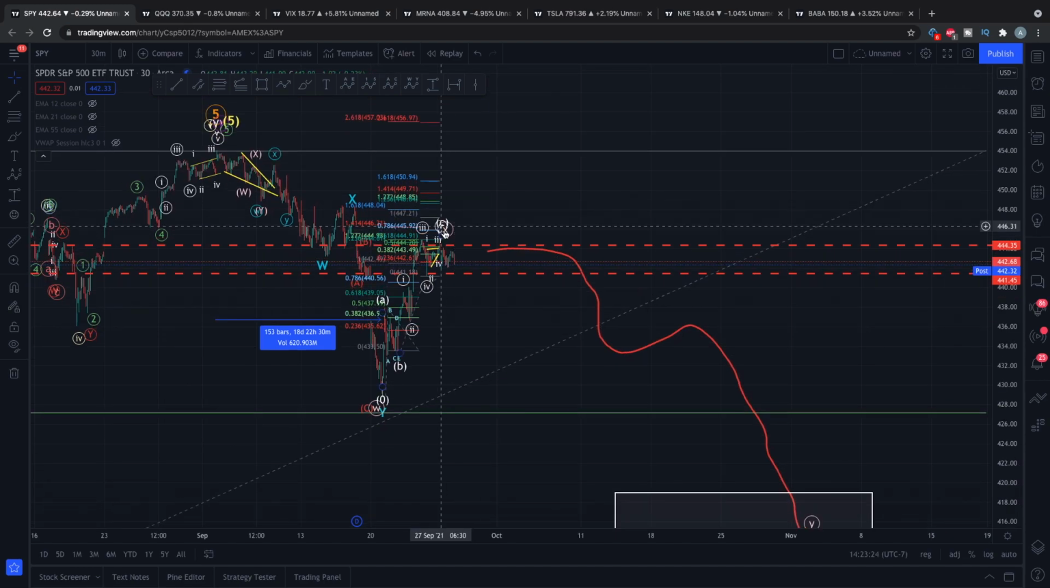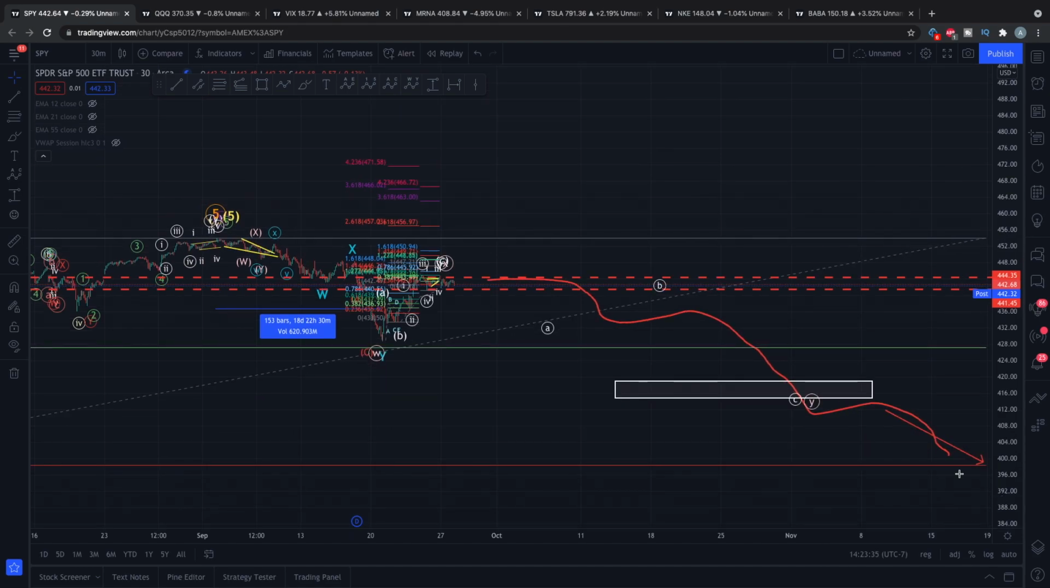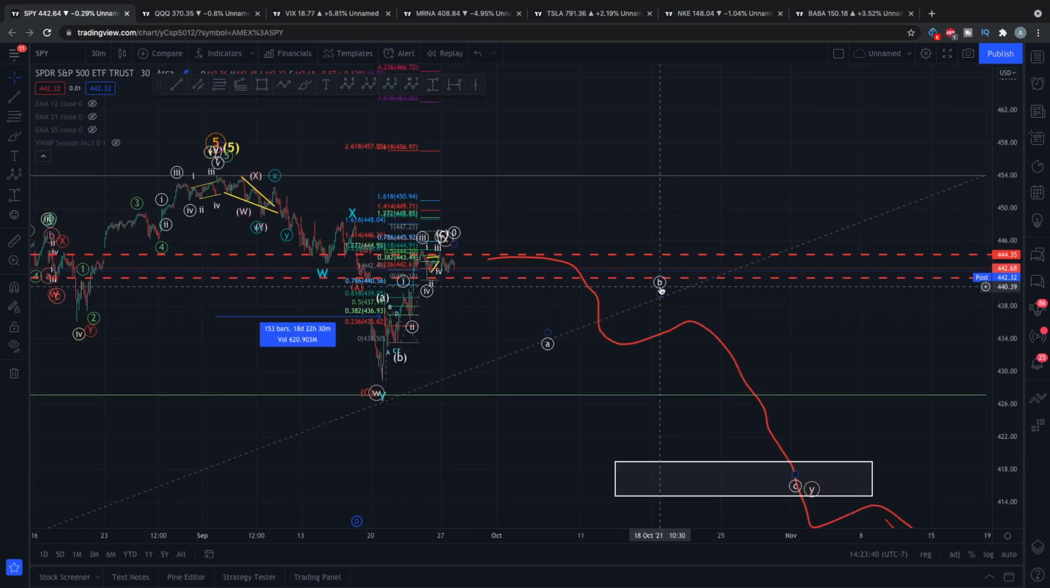So that would create some kind of ABC structure, likely some three-legged structure to the downside, as you can see here. That would take you down to some of these lower levels, maybe around 420 to 427, and you can go even as far down as 400. So those are just some targets to look out for on the downside.